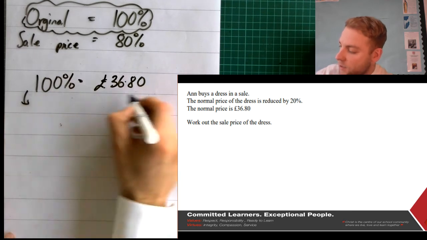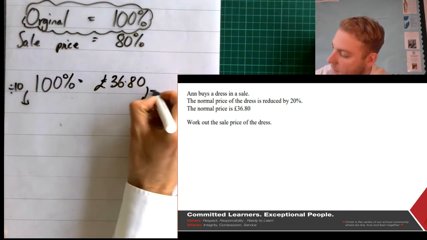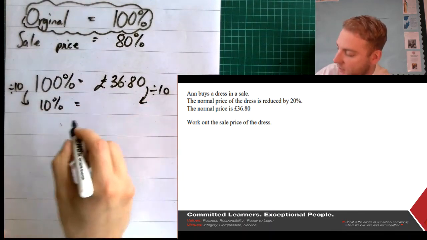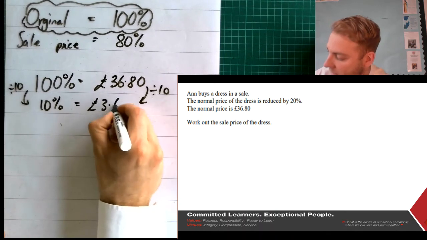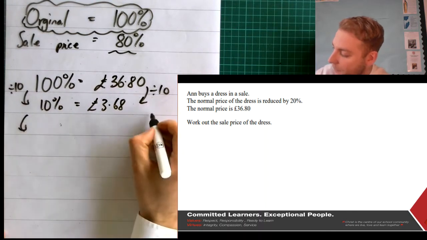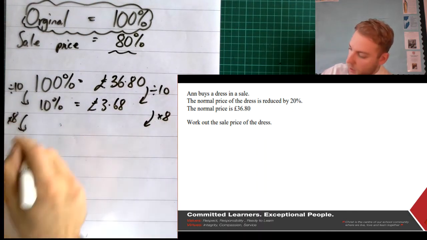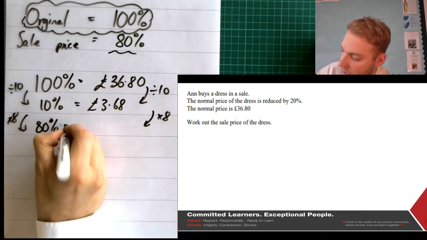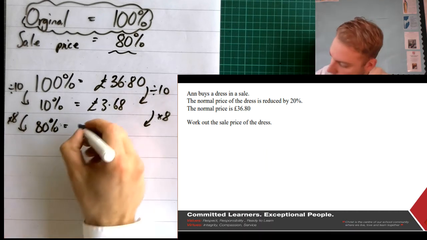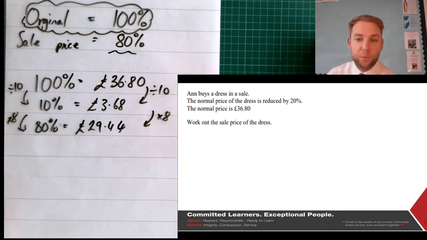I think the best way to do this is to find 10% first, so divided by 10. This divided by 10 is obviously 10%. This divided by 10 is going to be £3.68. And then because I want 80 here, I times by 8. So 10 times by 8 is 80. And £3.68 times by 8 is equal to £29.44. So that's the new price of this.